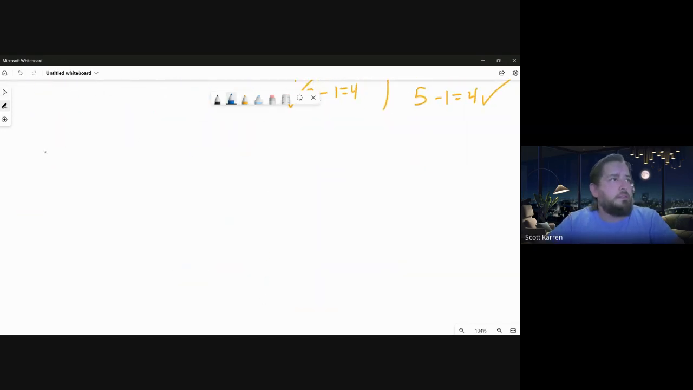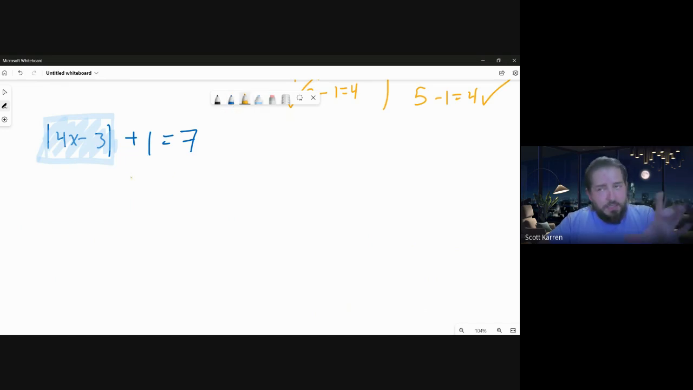Let's take a look at another one. Let's say the absolute value of 4x minus 3, plus 1, equals 7. Again, the first thing I want to do is isolate the absolute value. So that means this whole expression right here, I just want on one side and everything else away from it. And I don't want to pull anything out of the absolute value. I just want everything that's not inside the absolute value out of there. So I'll subtract 1 from both sides. The absolute value of 4x minus 3 is left on the left-hand side, equals 6.